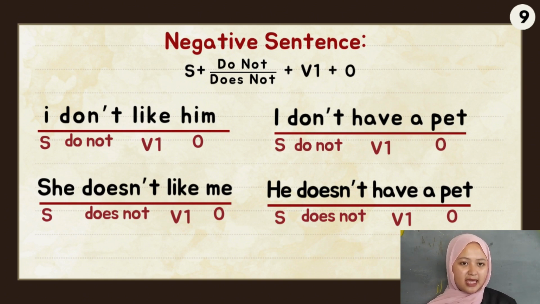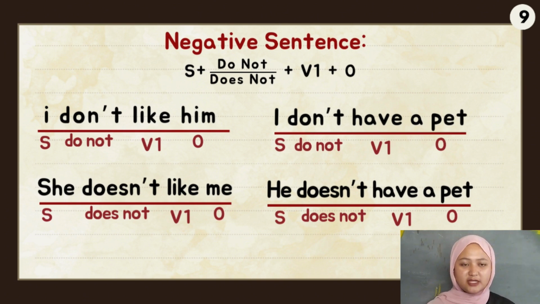Next example is she doesn't like me. She is subject, doesn't is does not, like is verb 1, me is object. Next example is he doesn't have a pet. He is subject, doesn't is does not, have is verb 1, a pet is object.